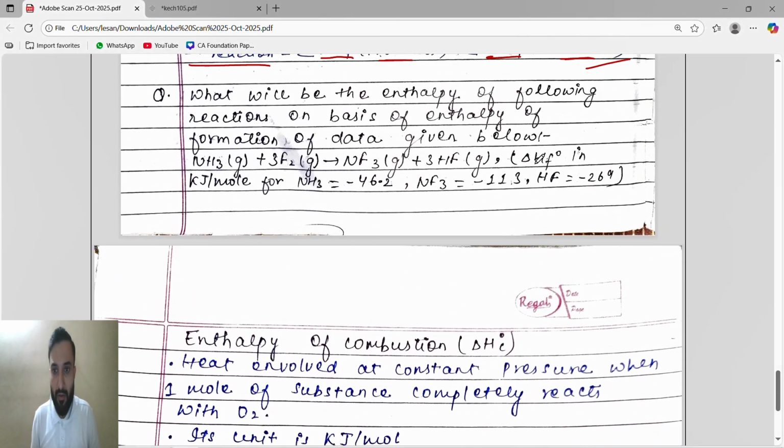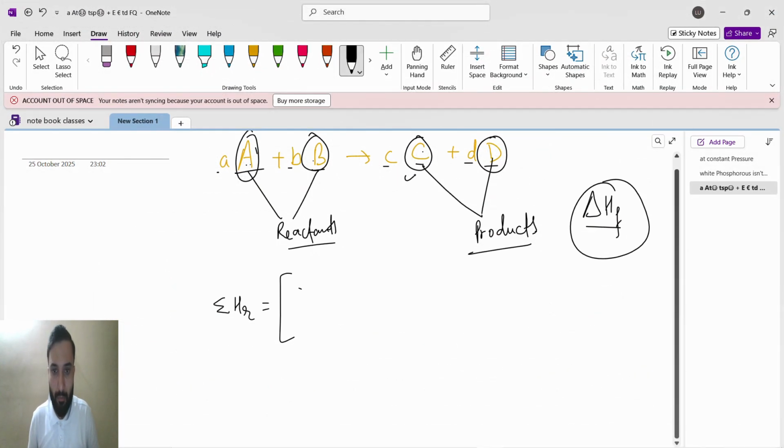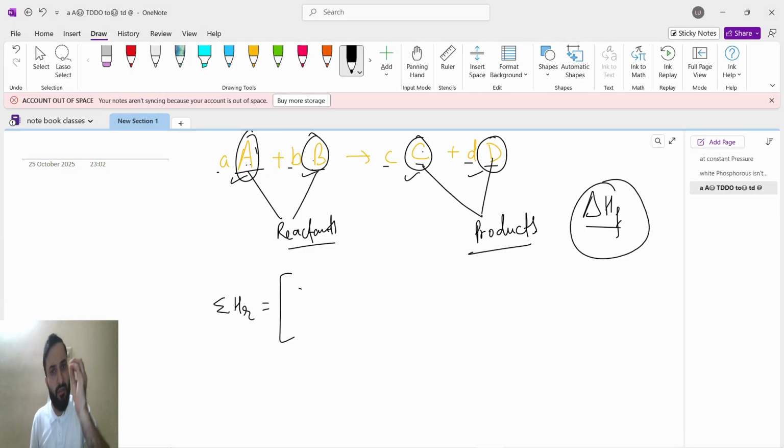What is this? Enthalpy of formation of NH3, NF3, HF. So the enthalpy of formation for products and for reactants, everything they will give in the question itself. We just have to substitute and do the calculation. But a very important thing, focus here.